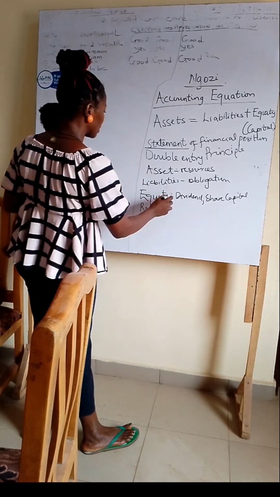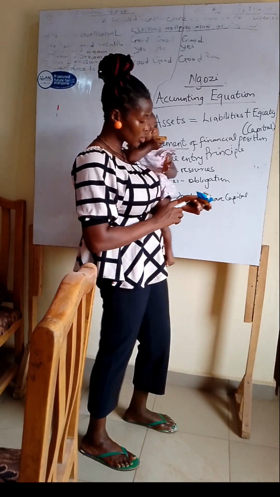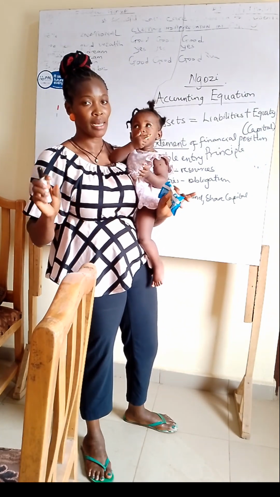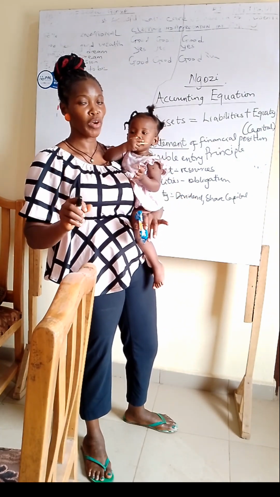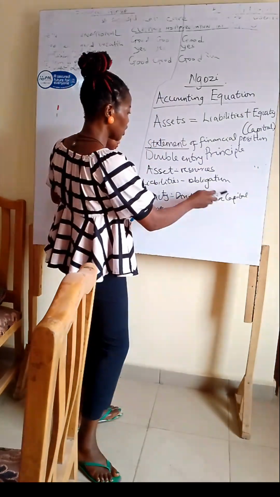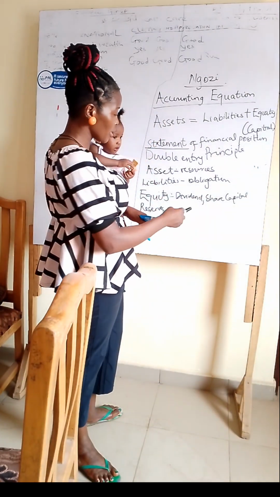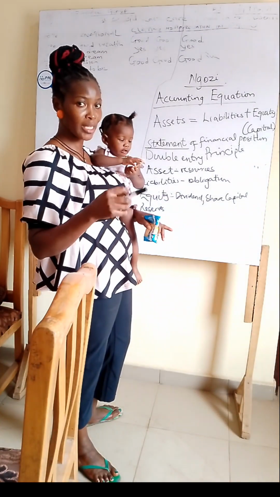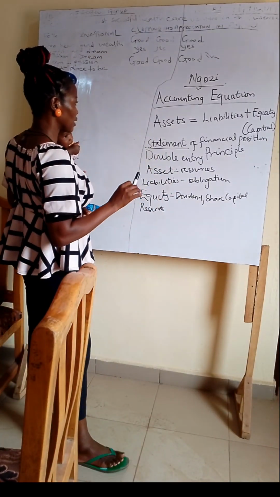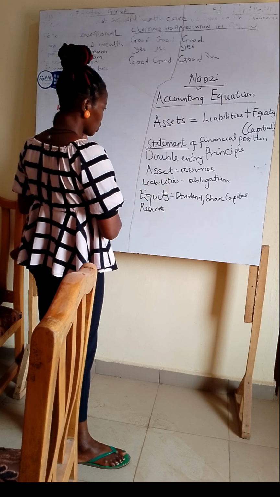These are the components of equity. But for easy understanding, equity is the amount of money to start your business. Let's just take that as the explanation for you to understand it very easily. But these are the components: dividend, share capital, reserve. All these are parts of the components of your equity. Okay? So that's that for the statement of financial position.